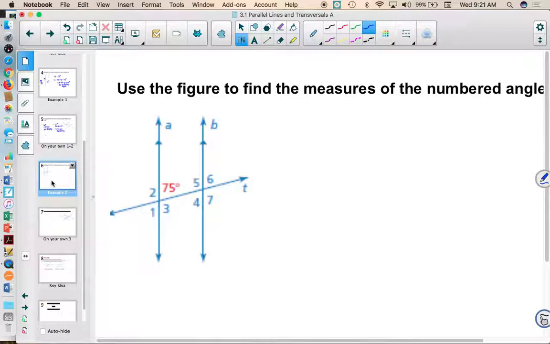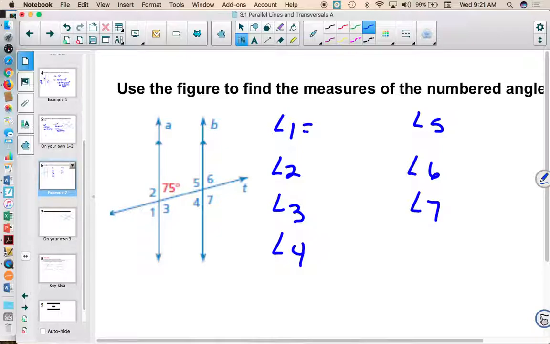Use the figure to find the measures of the numbered angles. You have to find all of them. So the best way to organize this would be angle 1, angle 2, angle 3, angle 4, angle 5, angle 6, angle 7. You got to find the measures of every one of those.